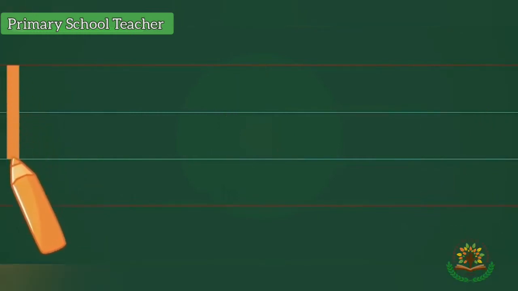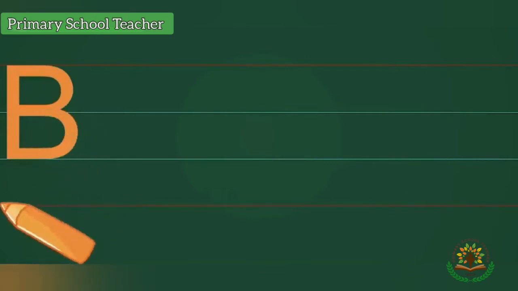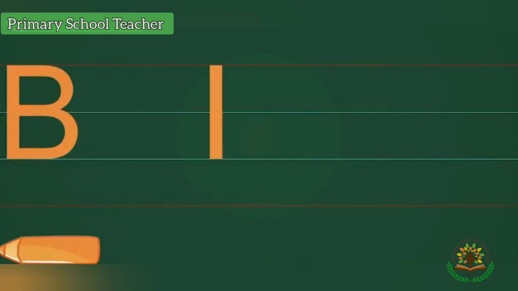Now let's write B. Standing line, curve, another curve makes B.